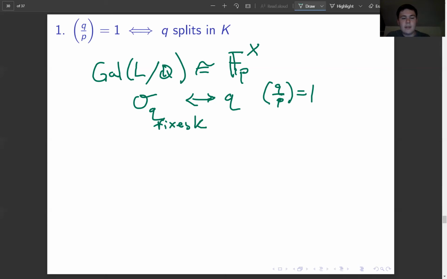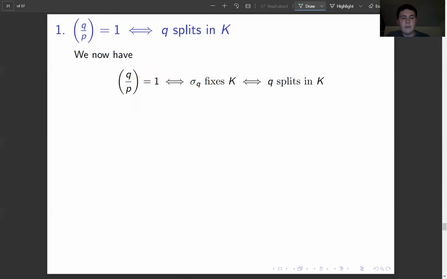And because sigma_Q turns out to be what's called a Frobenius, it has some properties that we can prove, which say that it fixes K if and only if Q splits in K. So what we get is that (Q/P) is 1 if and only if Q splits in K. And that's the first part of the proof done.